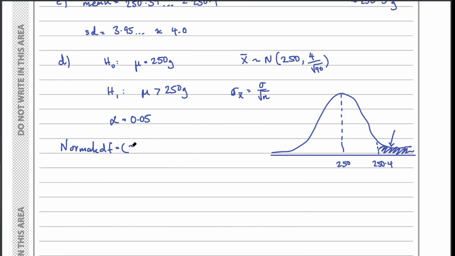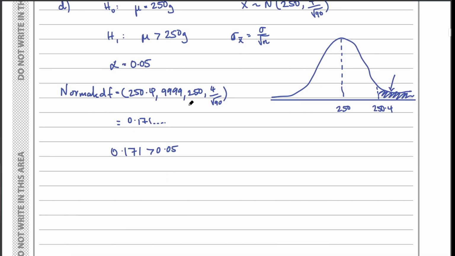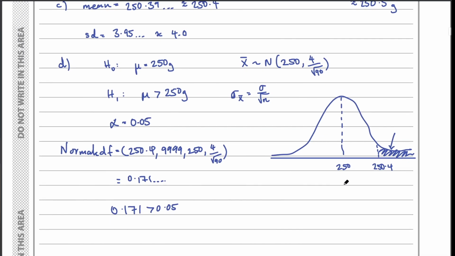So let me just write down what I entered, and we got 0.171, etc. Now you can see that probability is greater than 0.05. So let's state that. So 0.171 is greater than 0.05. So that suggests we do not have evidence to reject the null hypothesis. So what this is saying is it's likely we would get this sample mean if the mean was 250.